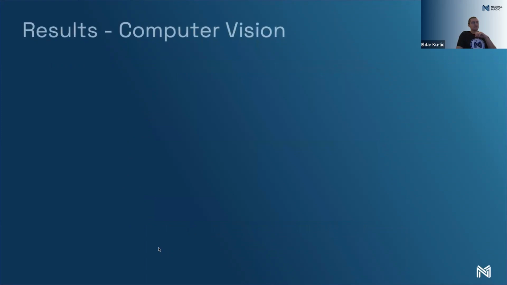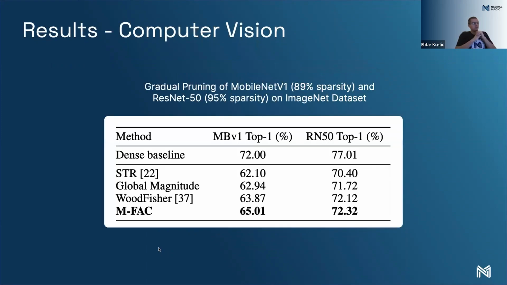The next set of results that we will look at is a gradual pruning setup. A gradual pruning setup is one where we iteratively prune and fine-tune the model until we reach the desired sparsity target in the model. And here we consider MobileNet and the ResNet-50 model on the ImageNet dataset. This is a standard benchmark for computer vision pruning.